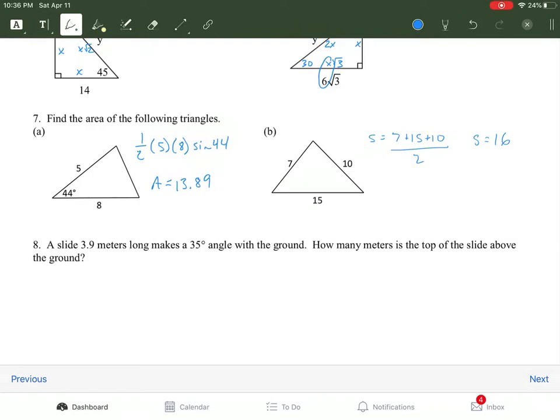Now that we have S in there, we're going to put that into the other formula. I'm going to kind of make it shorter because it's not necessary to be so big. A is going to equal the square root of S, which is 16, times S minus 10, which is 6, times S minus 15, which is 1, times S minus 7, which is going to be 9. You plug that in your calculator, and the area will be 29.39.